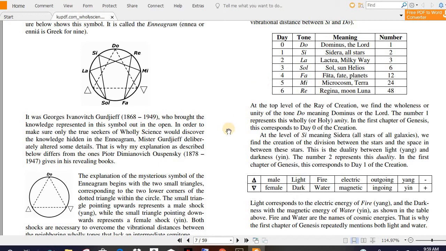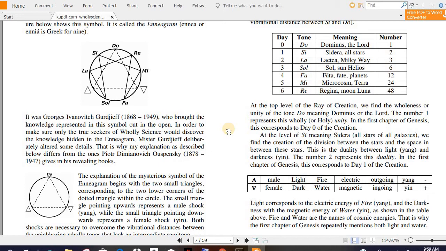At the top level of the ray of creation, we find the wholeness or unity of the tone do, meaning Dominus or the Lord. The number one represents this holy unity. In the first chapter of Genesis, this corresponds to day zero of creation. That's cool. So that's what happens before the Big Bang, if you were wondering. Do.